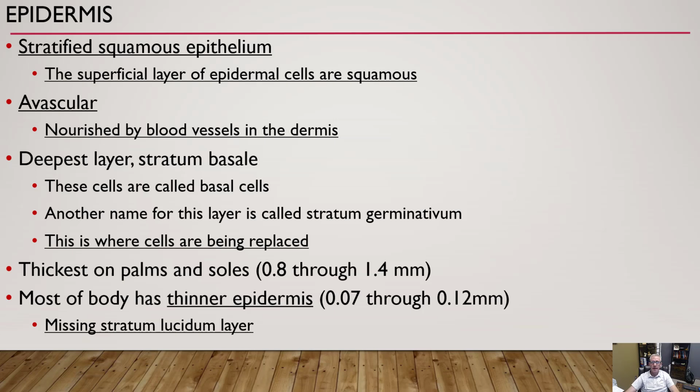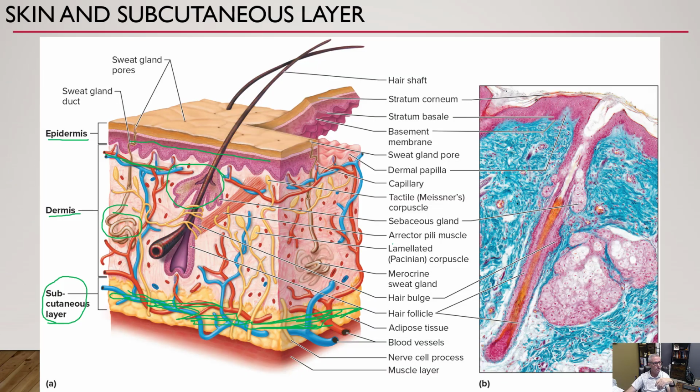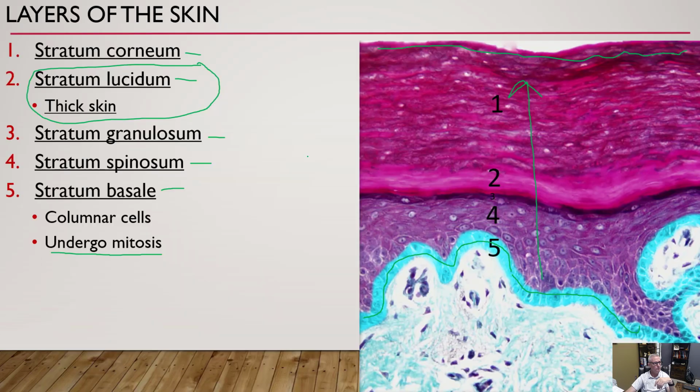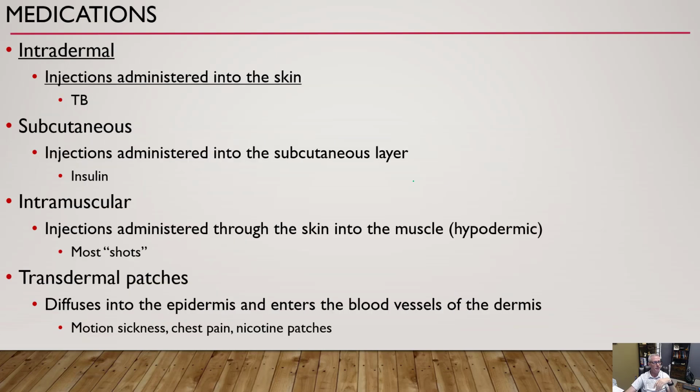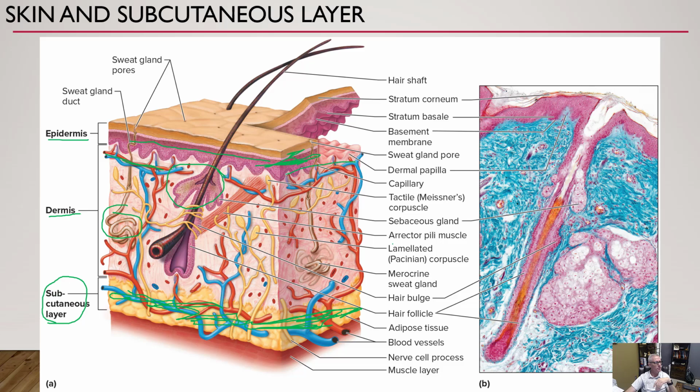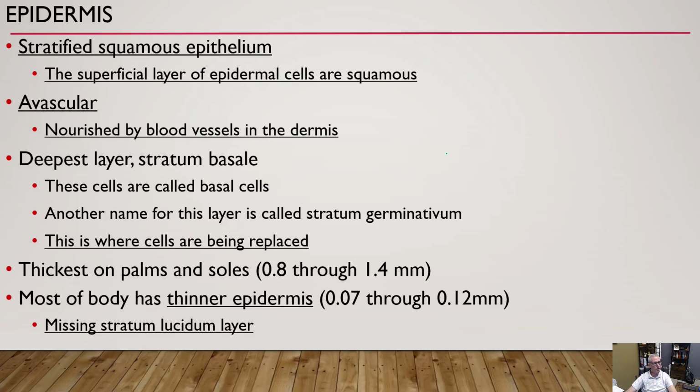All right, so we know that epidermis is stratified squamous epithelium, multiple layers, and that top layer is squamous cells, thin and flat cells. The epidermis is avascular. It doesn't have any blood vessels. Remember, no blood vessels in this layer up here. So it's actually nourished by blood vessels in the dermis. So in the dermis, we have a bunch of blood vessels here. So that's how the epidermis gets its nutrient supply from the dermis.